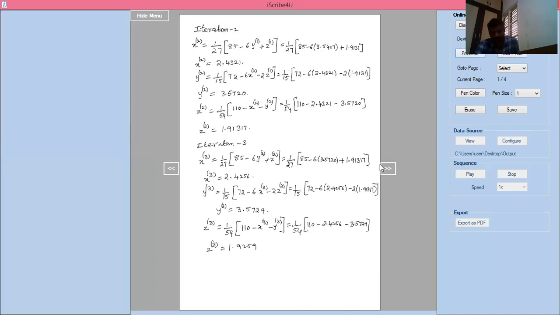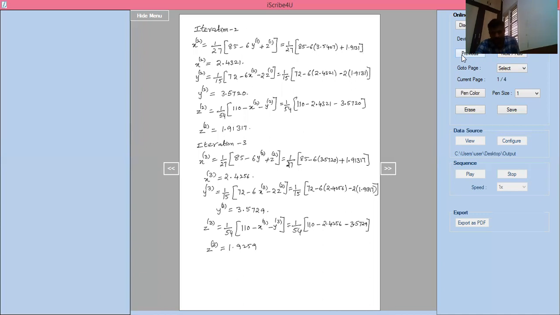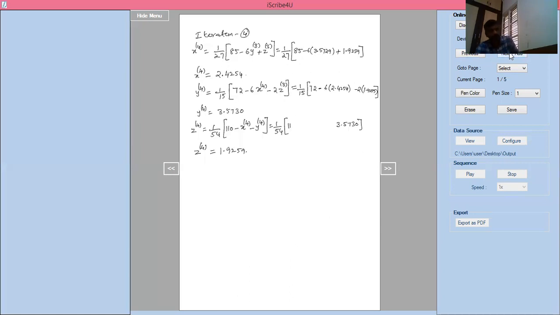Now we can check these values with the previous values. At least up to 3 decimals it is matching. 1.9259 is z of 3 and z of 4 is the same. Next, 3.5729 is y of 3, and y of 4 is 3.5730, so in the last decimal it is increasing. If you see x of 3 and x of 4, x of 3 is 2.4256 and x of 4 is 2.4254. Almost matching up to 3 decimal places.